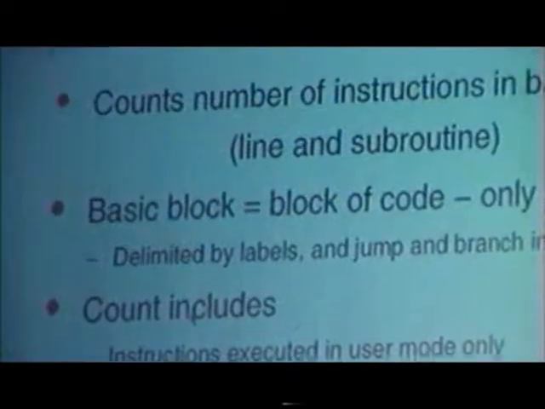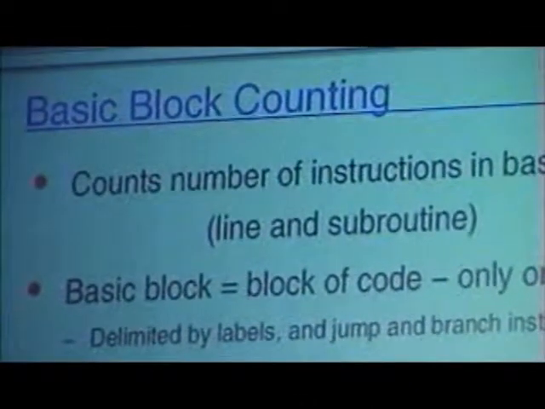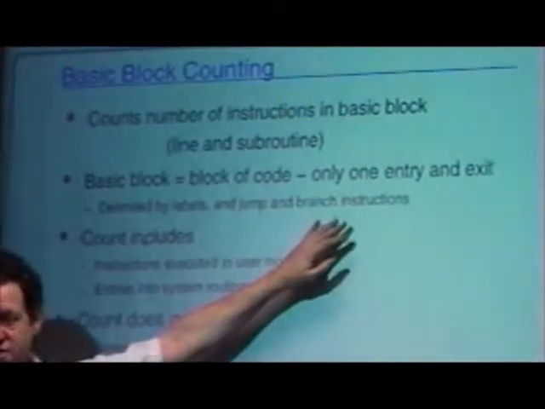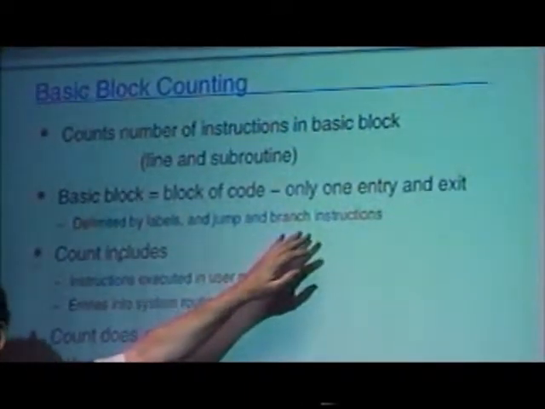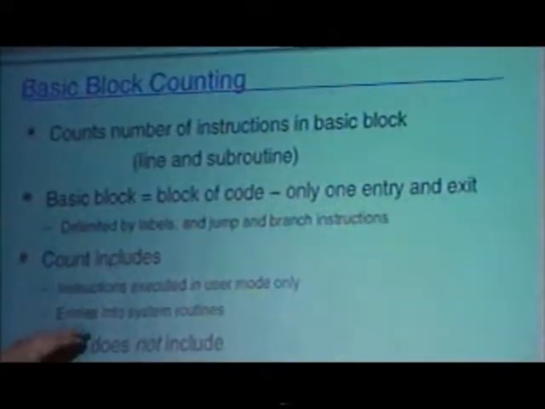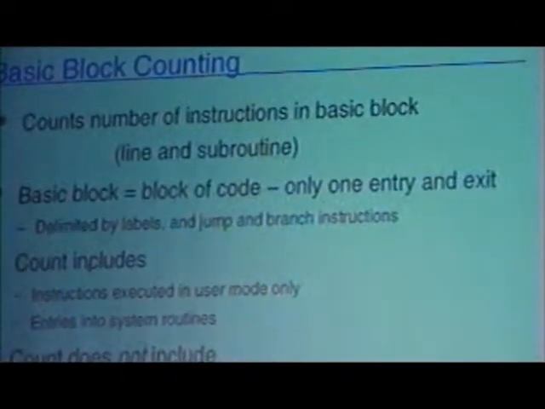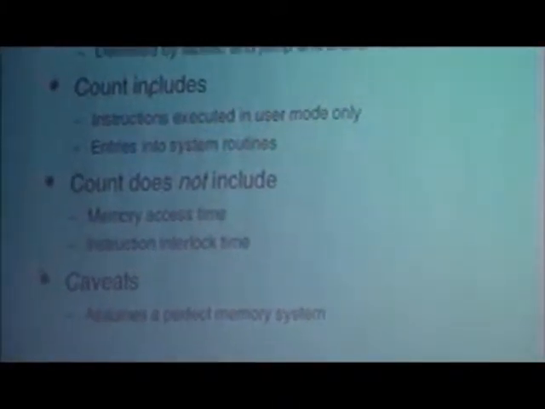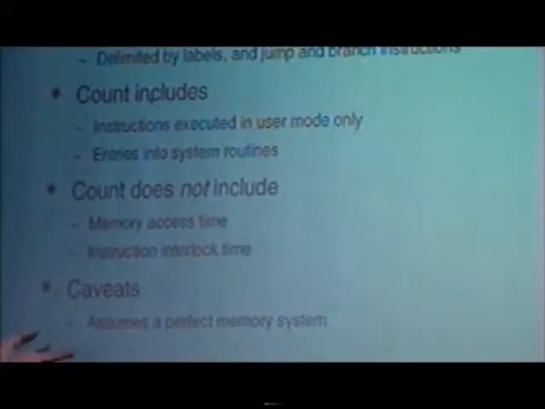So the second piece then was pixifying, which is block counting. So we count the number of instructions in a block. A block is basically labels, jumps, and branches, a subroutine, entry point and exit points from a subroutine. So it counts only instructions executed in user mode. We cannot count what's going on in the system routines because we cannot pixify the kernel. And it doesn't include memory access time or instruction decode time, and it kind of assumes a perfect memory system. None of the tools can really account for NUMA. They're just doing an approximation of what they think the memory loads are costing me.